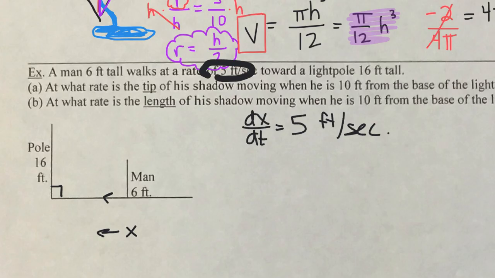So some things that don't change. The light pole's height never changes. The man's height never changes. He doesn't get shorter as he walks towards the light pole. It's the same height the whole time. At what rate is the tip of his shadow moving? So that's this point right here. When he is 10 feet from the base of the light pole. So when this is 10, what is dx/dt? Well, we'll figure it out.